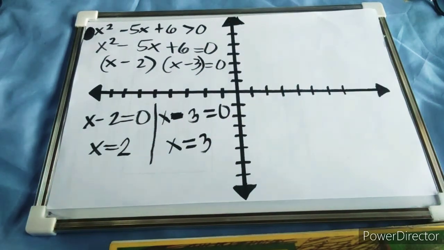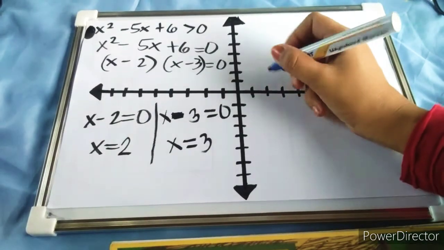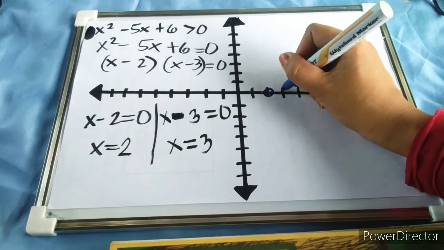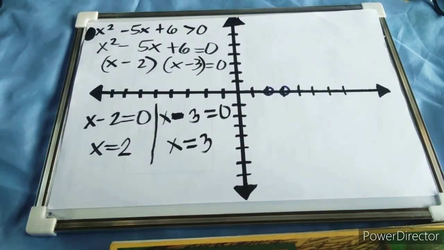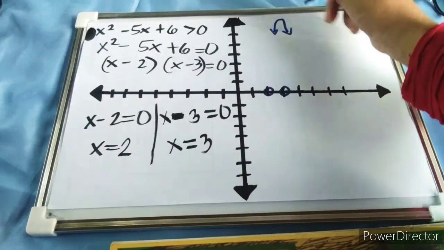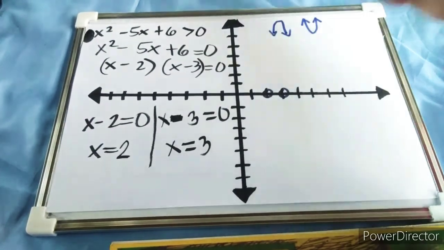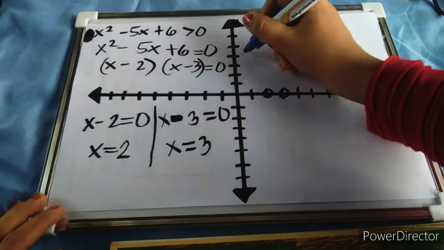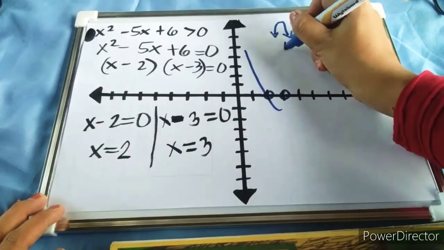And after that, plot the points on our Cartesian plane. We have positive 2 here, so we use the empty circle, and then this is positive 3. After that, connect the 2 points forming a parabola. When we say parabola, that is a curve. We only have a parabola opening downward or opening upward, but this time we will use the parabola opening upward.